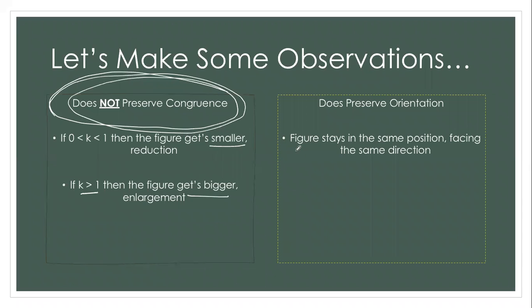On the bottom of your paper where it says from pre-image to image, the figures are similar but not congruent. That's what you're putting there. Similar but not congruent. Congruent means equal? Yes.